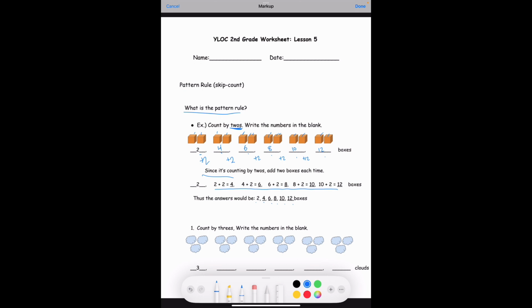Number 1, count by threes. Write the numbers in the blank. Now we're going to do the same thing as the example, except we're counting by threes and not twos. So let's do the same thing. There's 3. We're going to add 3 like that.